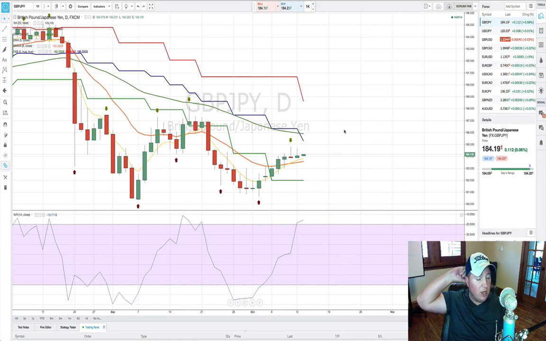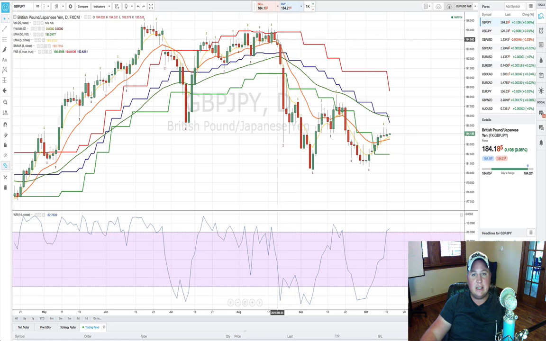Today's October the 12th. We're going to be looking at the pound yen today. I've already got it up on the screen, as you can see. And a couple of interesting things here on the pound yen. First off, you'll notice that we had a pretty decent sized drop here. This was from the China news that came out.